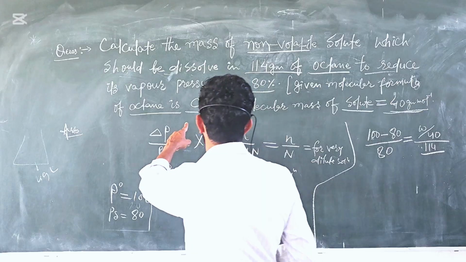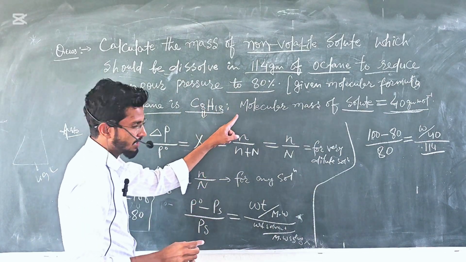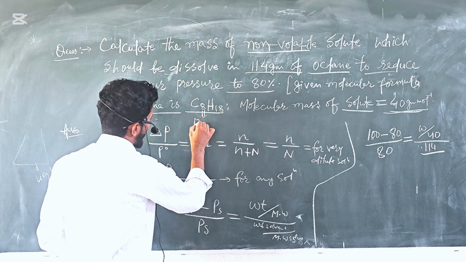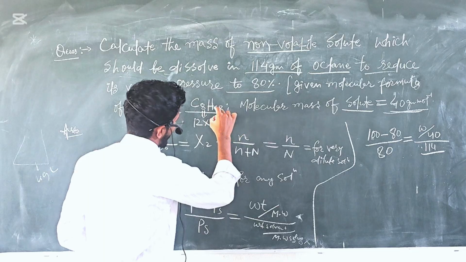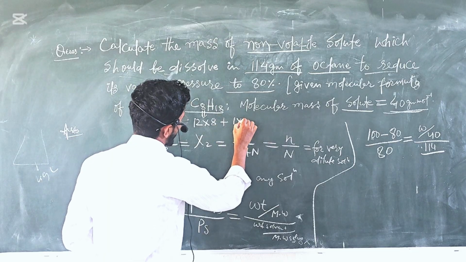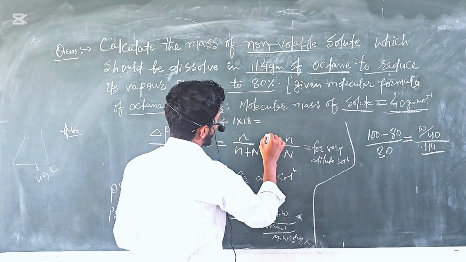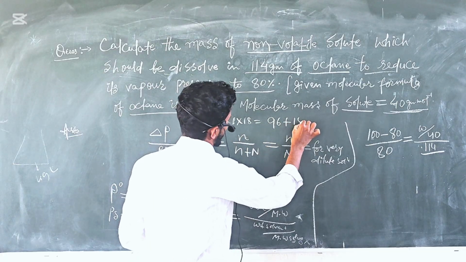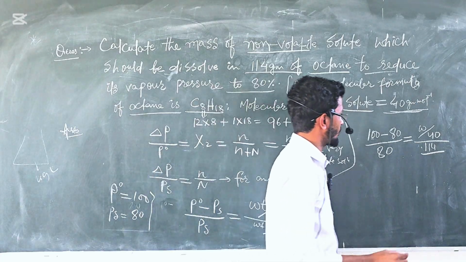As we know, octane is given. The molecular weight of octane is C8H18. Atomic weight of carbon is 12, and how many carbon are there? 8. 12 into 8 plus atomic weight of hydrogen is 1, and how many hydrogen? 18. That is 12 into 8, that is 96, plus 18. 96 plus 18 is 114. The molecular weight is also 114.